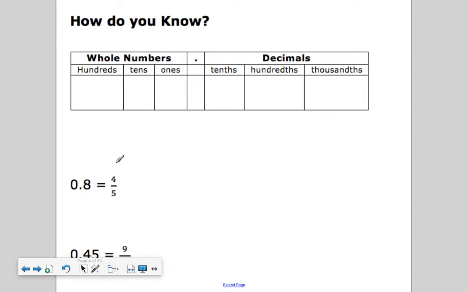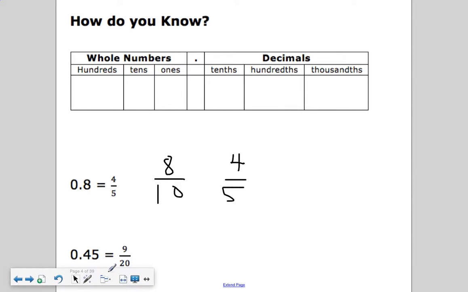So, how do you know? How do you know 0.8 is equivalent to 4/5? Well, 0.8 goes in the tenths place. So that's 8/10. Can you simplify 8/10 to 4/5 by dividing both numbers by 2? Yes, so 8/10 is equivalent to 4/5.